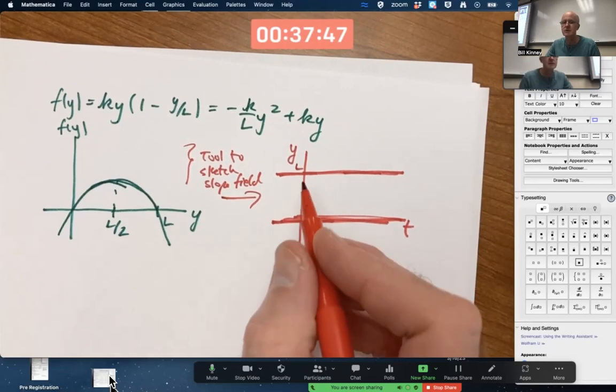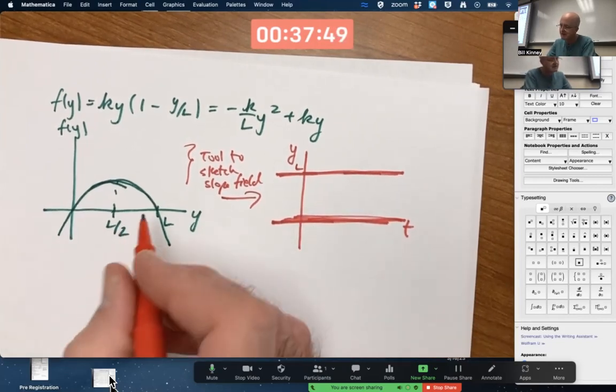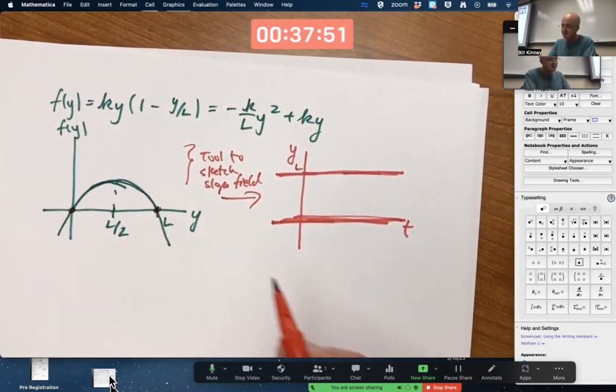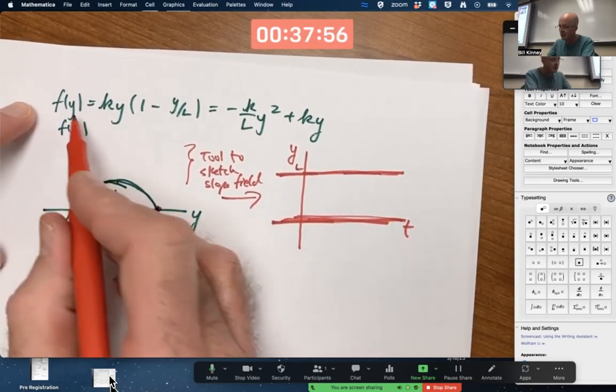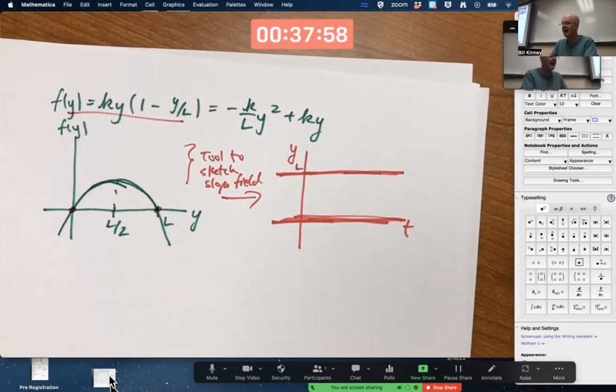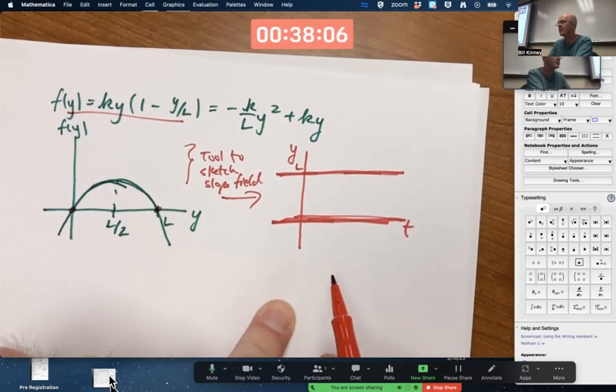These equilibrium solutions in the slope field correspond to intercepts of this graph of the function on the right-hand side of the differential equation. I can make that graph, obviously, without thinking about differential equations at all. What I'm doing here is using it to help me think about the slope field for the differential equation.